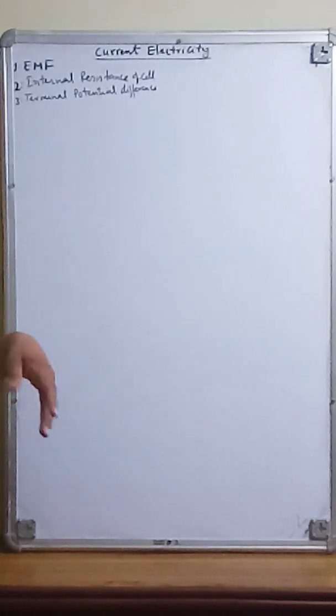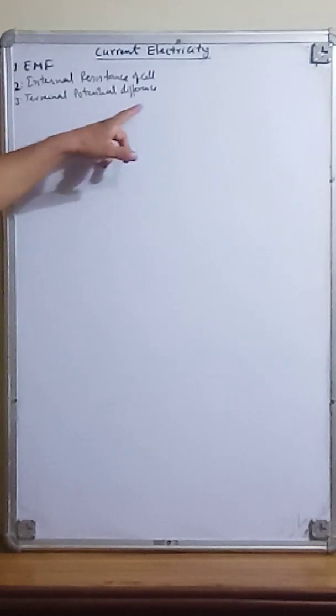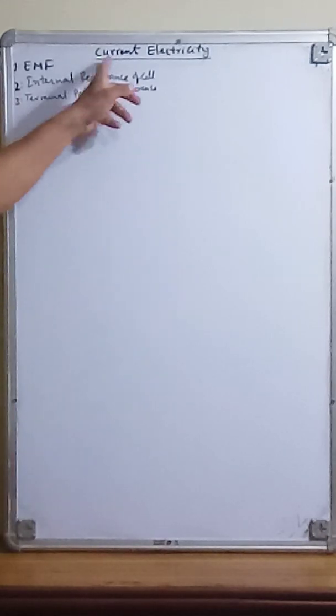Good morning, students. Today we are going to discuss EMF, internal resistance of a cell, and terminal potential difference. These all three things are related to the electrochemical cell, and it is under the chapter Current Electricity.